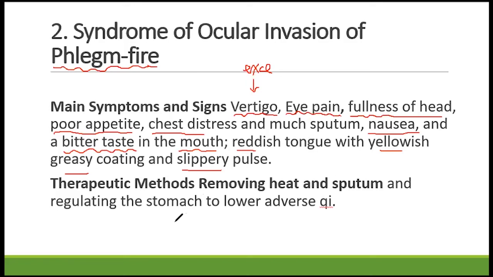So our treatment principle is to remove heat, resolve dampness and regulate the middle jiao, because they are attacking the middle jiao. And lower the adverse qi. It means that attacking the middle jiao causes middle jiao qi, especially stomach qi, to go in reverse, causing nausea and vomiting. The stomach qi should go downward, but now it goes upward. So that's generally speaking what regulating the middle jiao means.